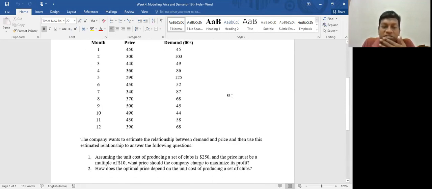The company wants to estimate the relationship between demand and price, and then use this estimated relationship to answer a couple of questions. Assuming the unit cost of producing a set of clubs is $250 and the price must be a multiple of 10, what price should the company charge to maximize its profit? How does the optimal price depend on the unit cost of producing a set of clubs? Okay, so please again open the Excel sheet.